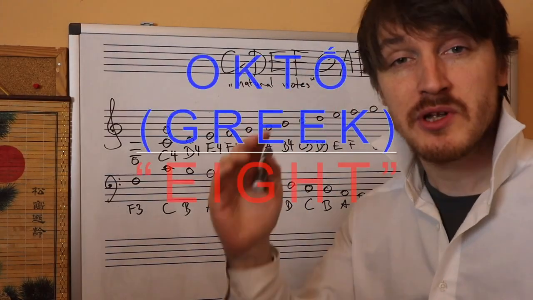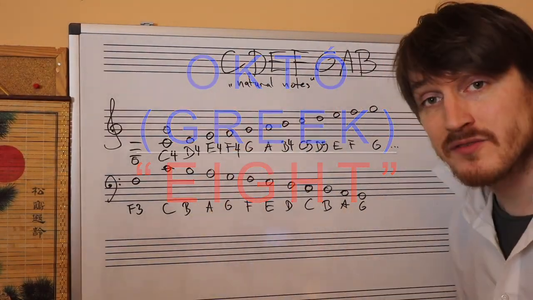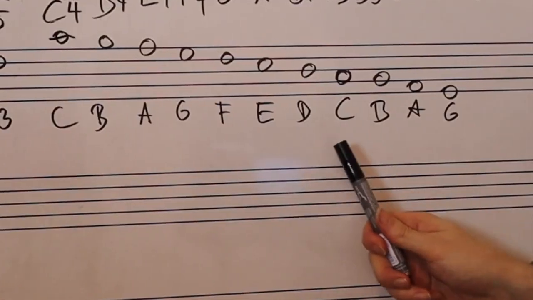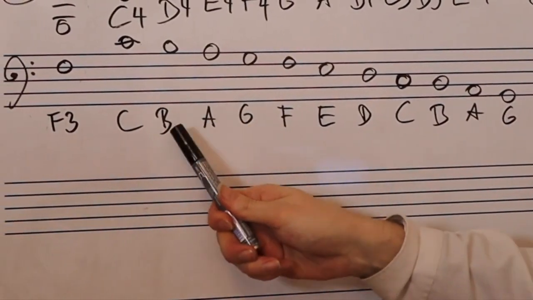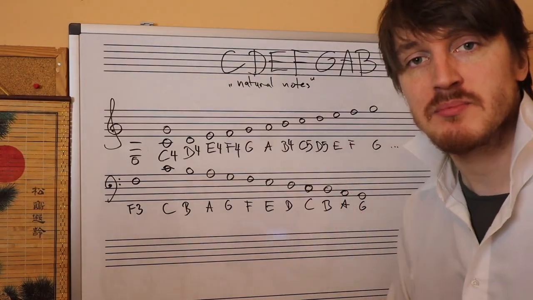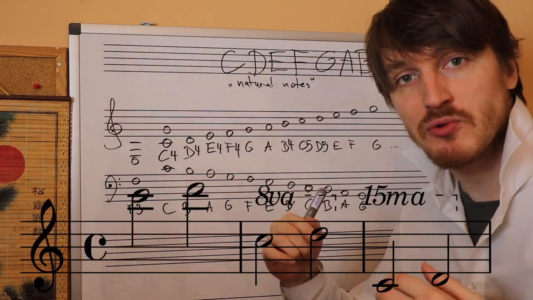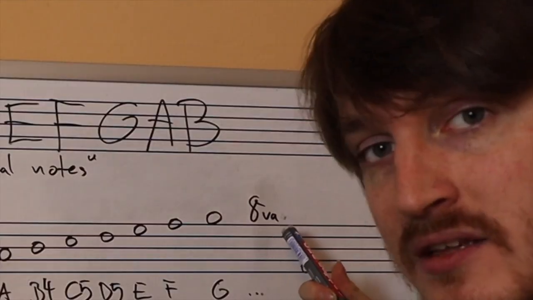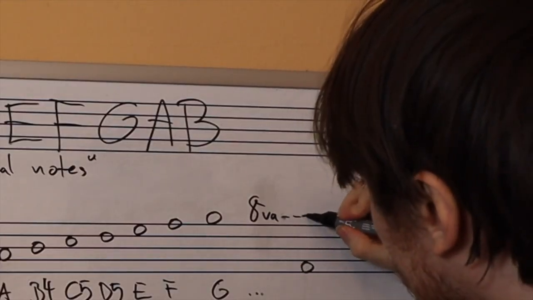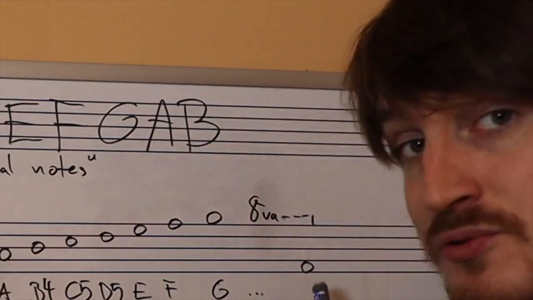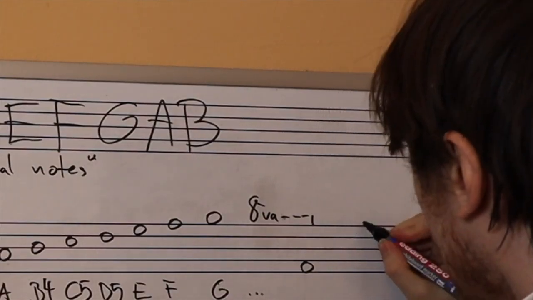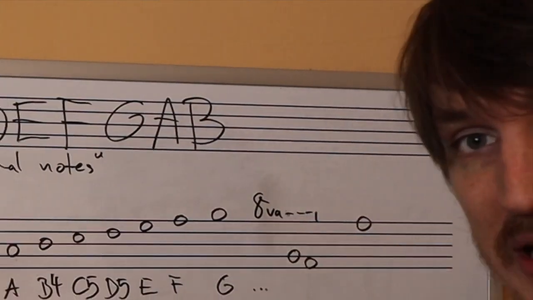Octo is the Greek word for 8, and it's called octave because the distance spans 8 letter names. 1, 2, 3, 4, 5, 6, 7, 8. There are also additional symbols that tell you to transpose a note that's written somewhere up an octave or down an octave. 8VA followed by a dotted bracket tells you to play this note 1 octave higher than it's written. Every note under this bracket has to be played 1 octave higher.